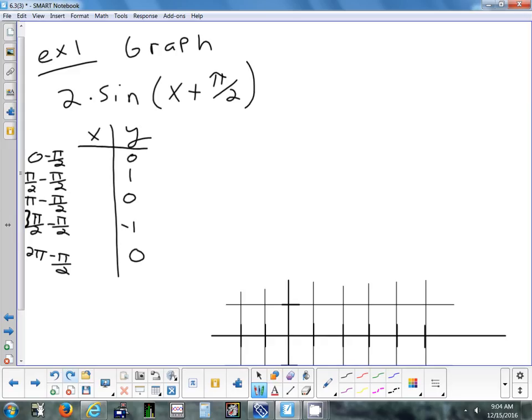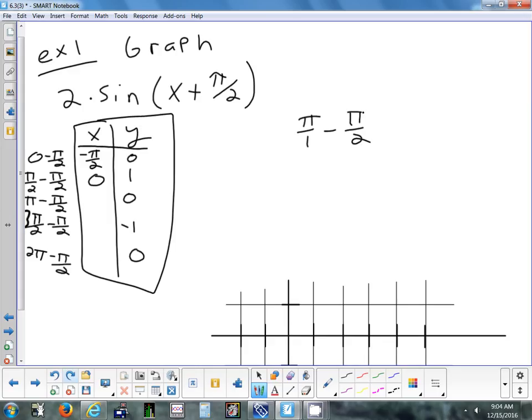Anything that has a denominator of 2, those we can do pretty quick. Well, the first one we can also do pretty quick. What's 0 minus pi over 2? Negative pi over 2. Pi over 2 minus pi over 2? 0. And now the next one is pi minus pi over 2.